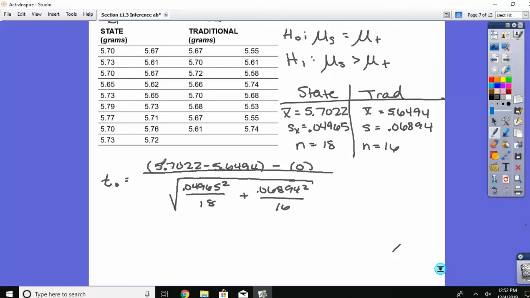It doesn't have to have. You really just need parentheses around the top and then the square root on the bottom. I get a t value of 2.53.